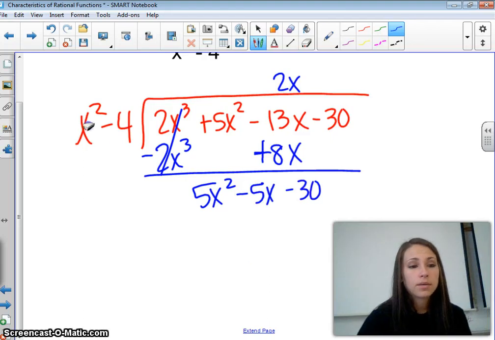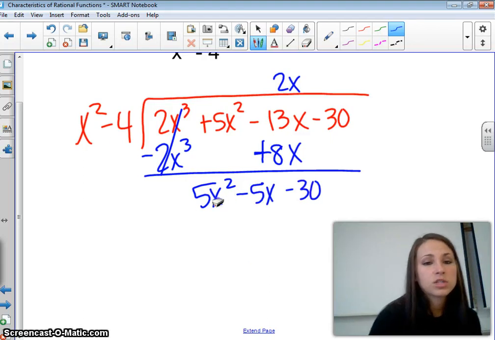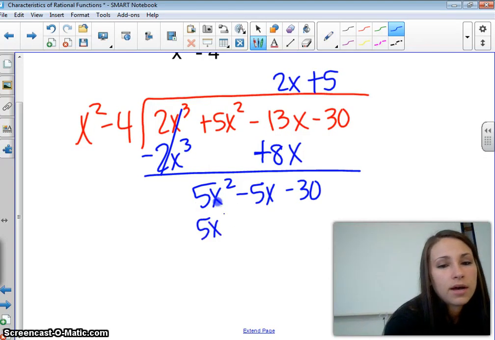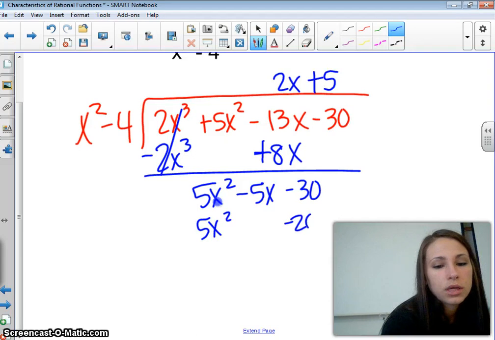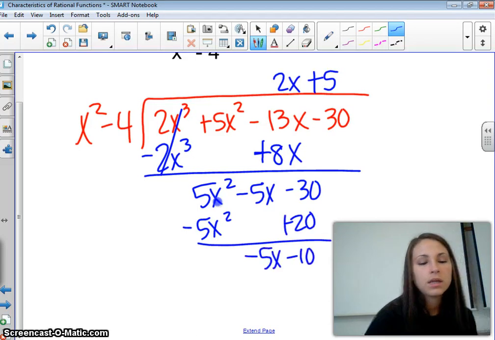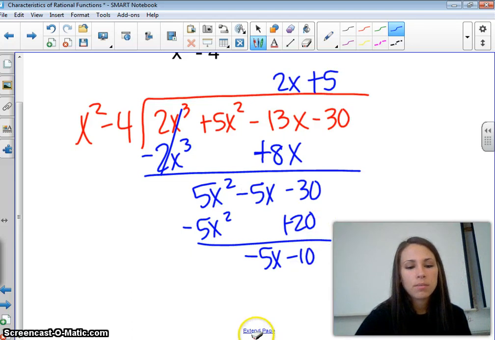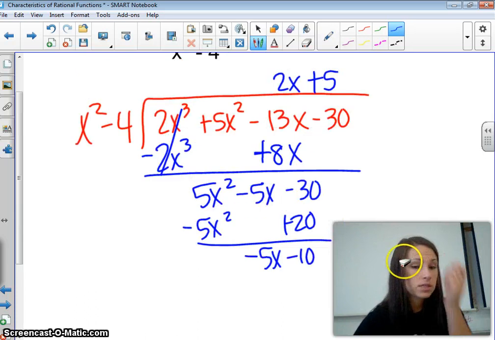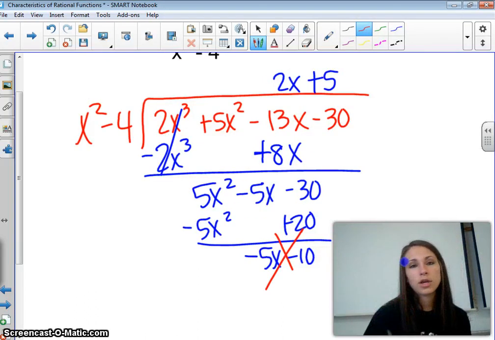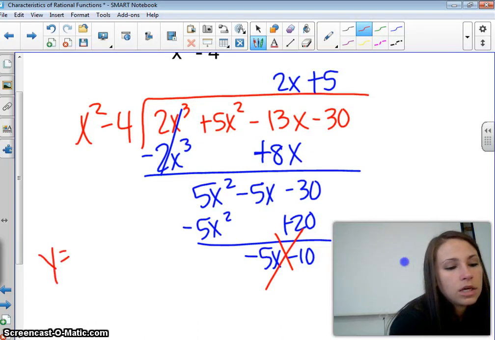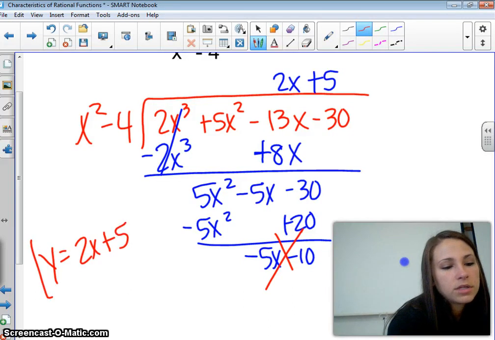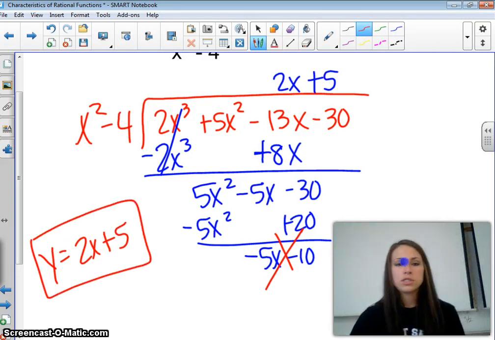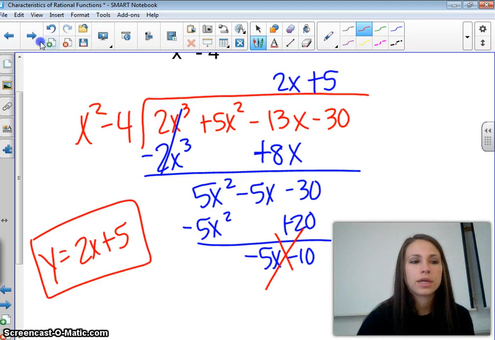So then I'm going to say, okay, x squared, what would I have to multiply it to get 5x squared? And that's just a positive 5. So I would say 5 times x squared is 5x squared minus 20. If I change the signs, that's going to give me a -5x minus 10. And then this is going to end up being my remainder right here because there's nothing that I can multiply by x squared to get -5x. So I'm done. Don't care about that remainder. And so my y equals 2x plus 5 is going to be the slant asymptote for this function. And so again, you could check that on the calculator if you wanted to.